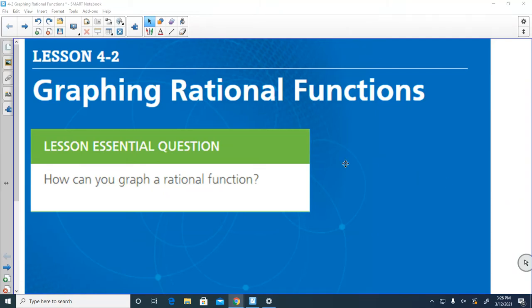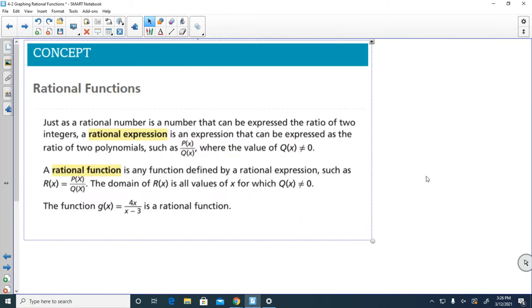All right, let's graph some rational functions. So today we're going to be looking at how to graph a rational function. But first of all, what is a rational function?